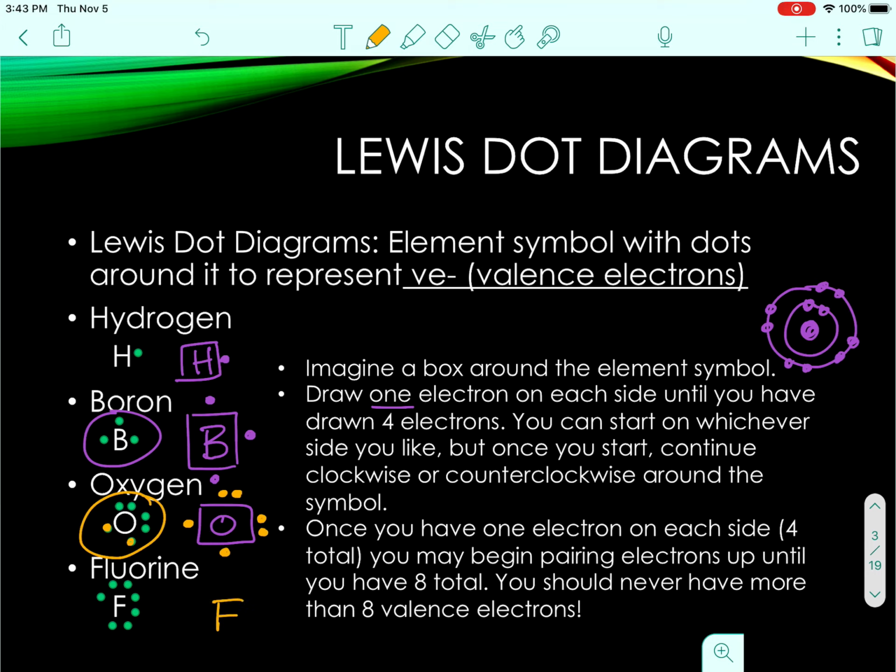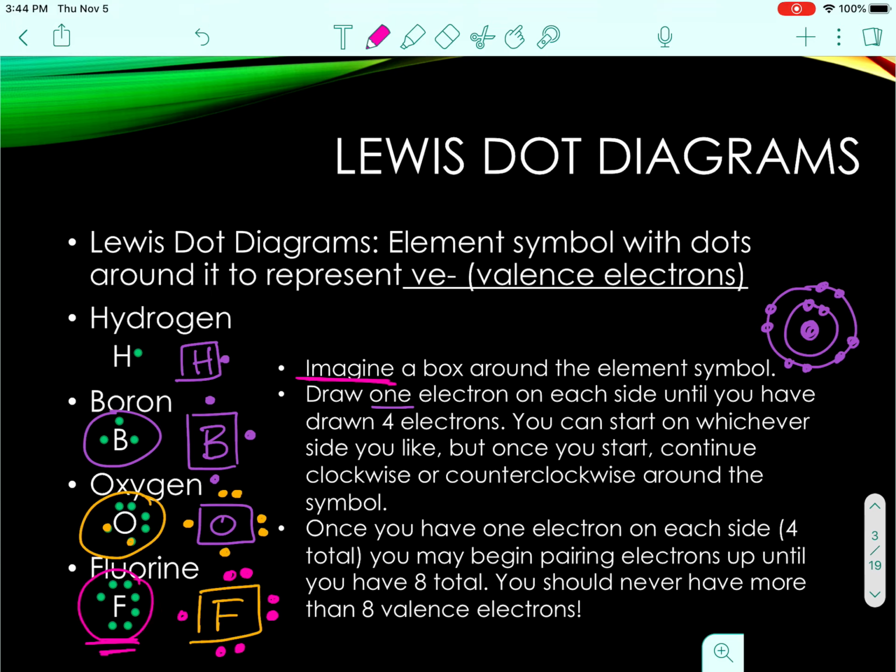All right, and fluorine. So fluorine is F. It's in group 17, so it has 7 valence electrons, and we're going to draw 7 dots. So there's our box. You don't have to draw the box. It says imagine a box. I'm drawing the box to help you, but you don't have to draw the box. And as you can see, the finished product doesn't actually have the box in it. But while you're getting used to it, you can draw the box. You can think of it as a box. Okay, so 7 dots, 7 valence electrons. Start at the top. Work your way around. There's 4. We have 3 more to draw. So now we start pairing up. 1, 2, 3.